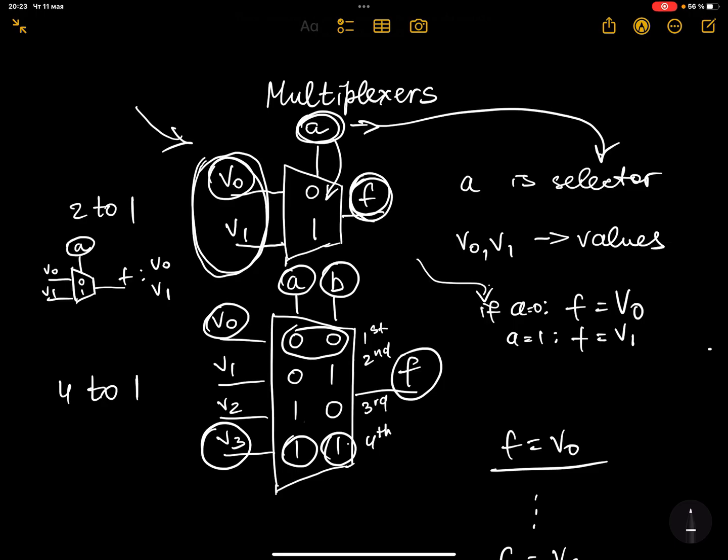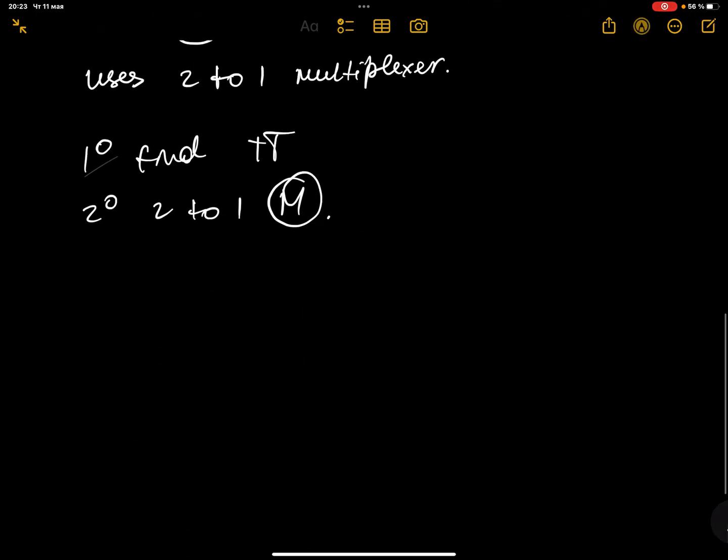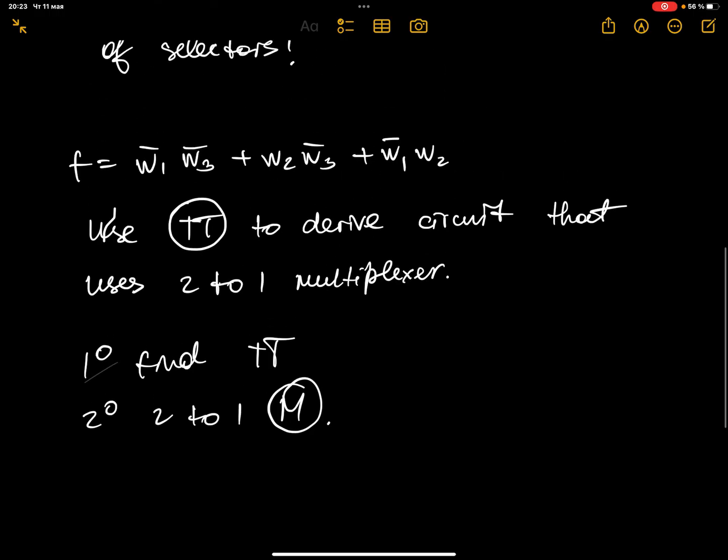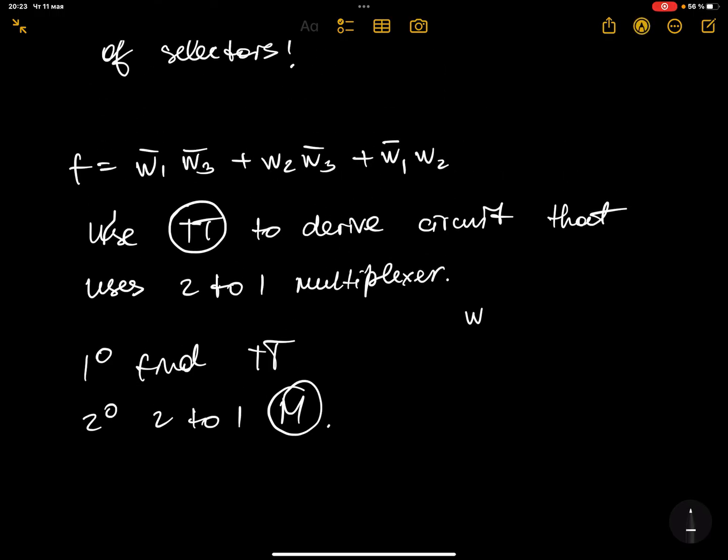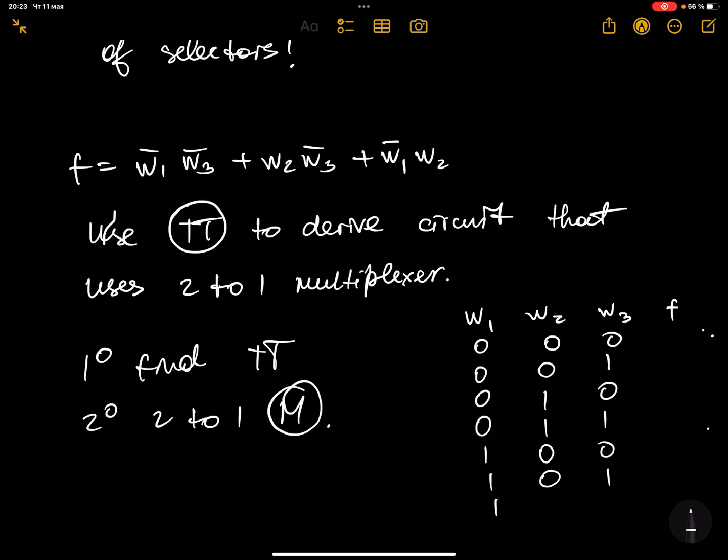So let's come back. Before this, we need the truth table. So firstly, let's write the truth table here: w1, w2, w3, and the value of f. As you know, 3 inputs means we're going to have 8 combinations. So 0 0 0, 0 0 1, let me quickly write, 0 1 0, 0 1 1, 1 0 0, 1 0 1, 1 1 0, and finally 1 1 1.